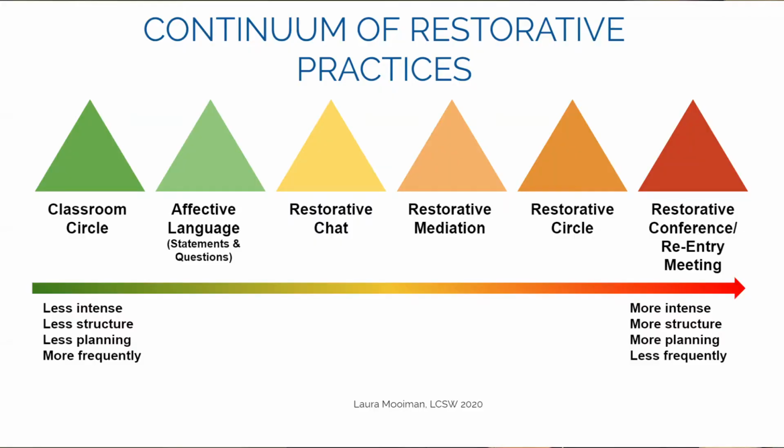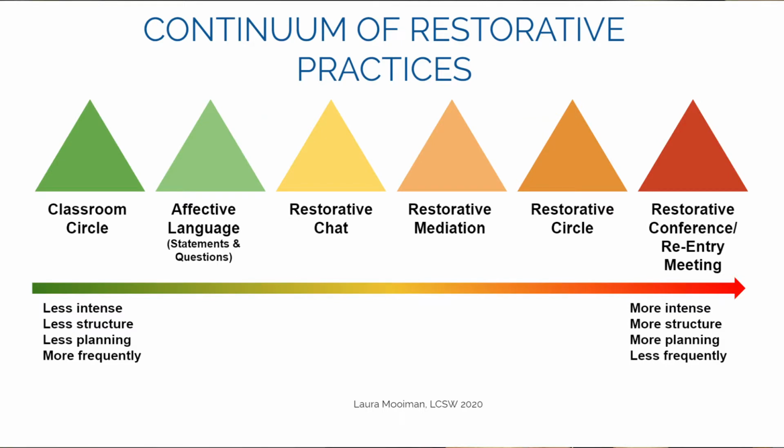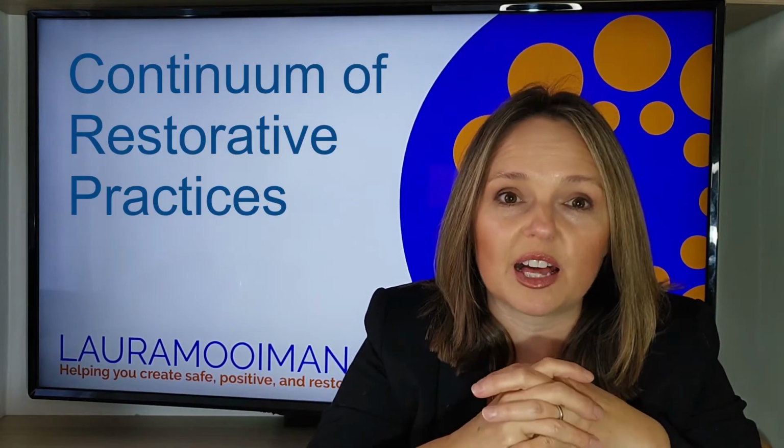I've developed about 6 discrete skills that would commonly be needed or used in a school setting. This diagram shows you from least intense to more intense, less structure to more structure. You would use these in different scenarios depending on what happened at the school. One of the basic things in a school implementing restorative practices would be classroom circles. The first thing is you would have all your teachers having circles and building community in those classes.